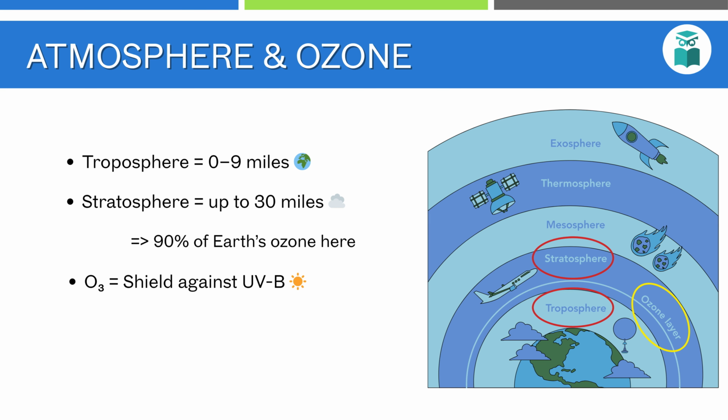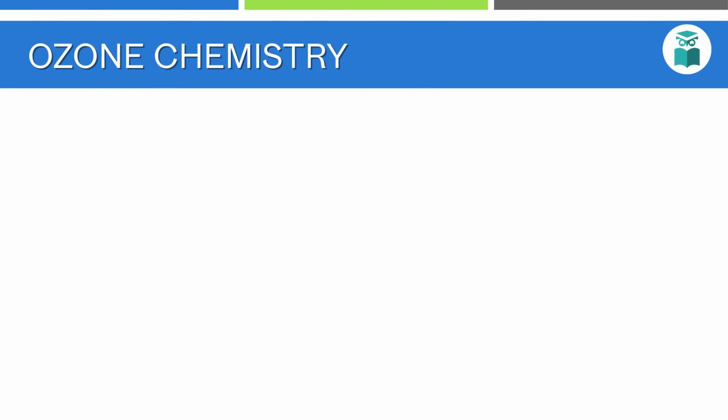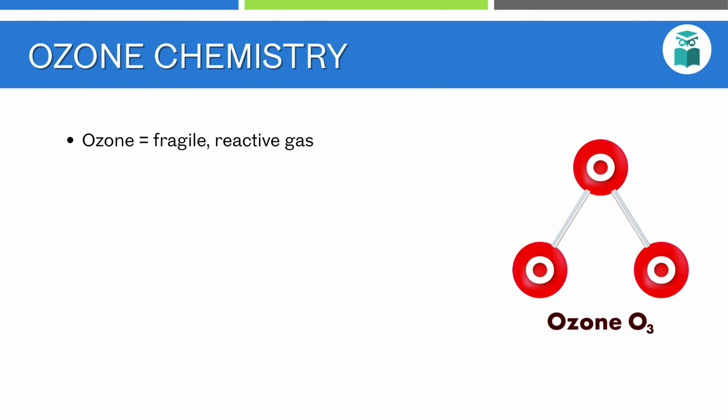Ozone, or O3, is a fragile gas made of 3 oxygen atoms. It forms a protective shield in the stratosphere that blocks harmful ultraviolet B rays from the sun. Now let's look at ozone chemistry. Ozone is unstable and can be broken apart when it comes in contact with chlorine or bromine.